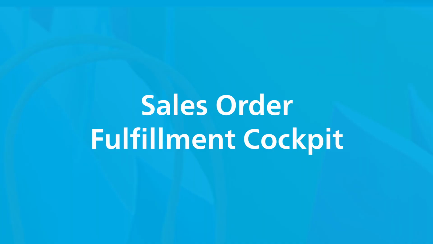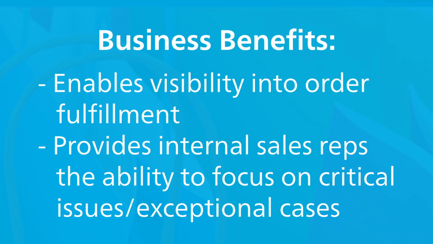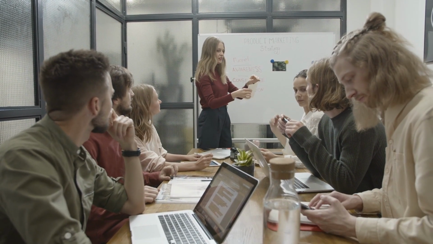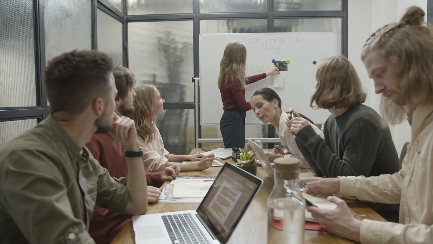The Sales Order Fulfillment Cockpit in SAP S/4HANA Sales offers the following business benefits. Enables visibility into order fulfillment. Provides internal sales representatives the ability to focus on critical issues and exceptional cases. Combines analytical insights with operational actions to allow internal sales representatives to run actions directly and track the progress at any point in time. Improves collaboration with internal and external contacts to resolve issues. With the Sales Order Fulfillment Cockpit, companies can reduce their order-to-cash cycle time, increase their service level, and reduce outstanding payments.